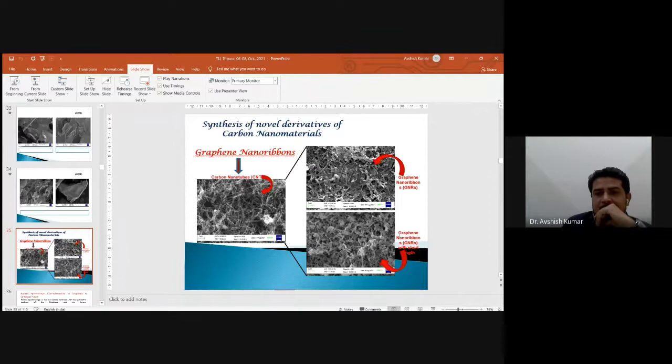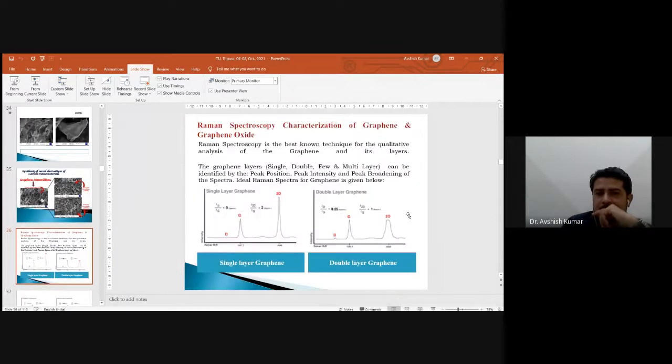Here we also have control over the length, because the length of the CNT is in micrometers. With our method, we have optimized how we can further cut the length. I think only a few people in India are working with these graphene nanoribbons. You can find a lot of papers, but they are totally based on theoretical calculations or theoretical models.